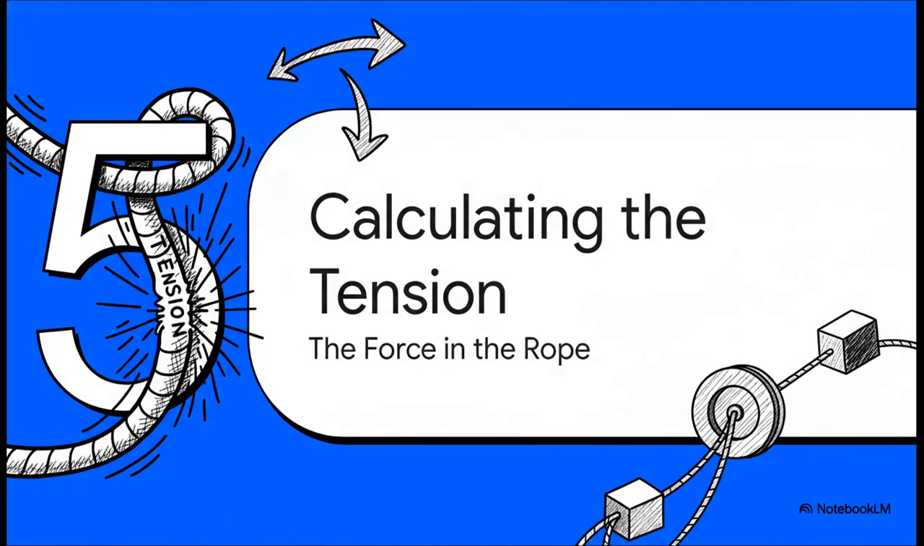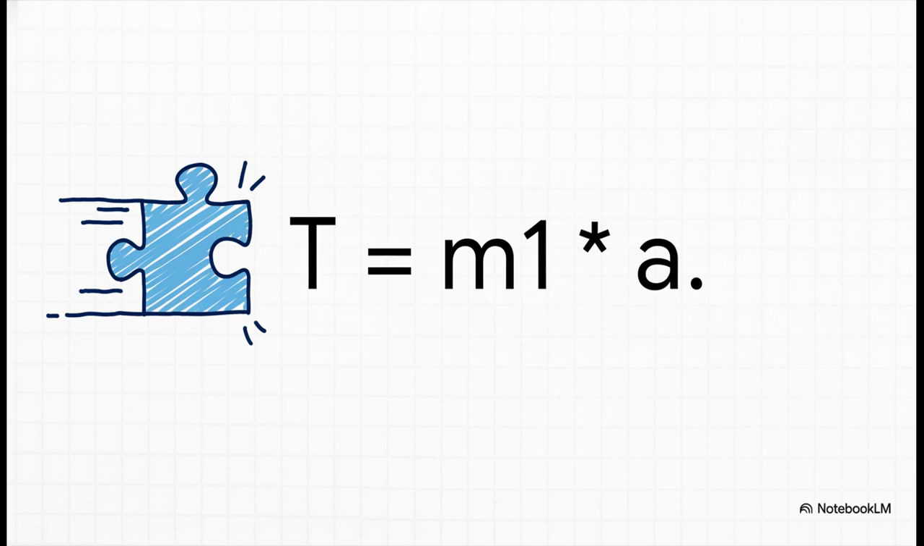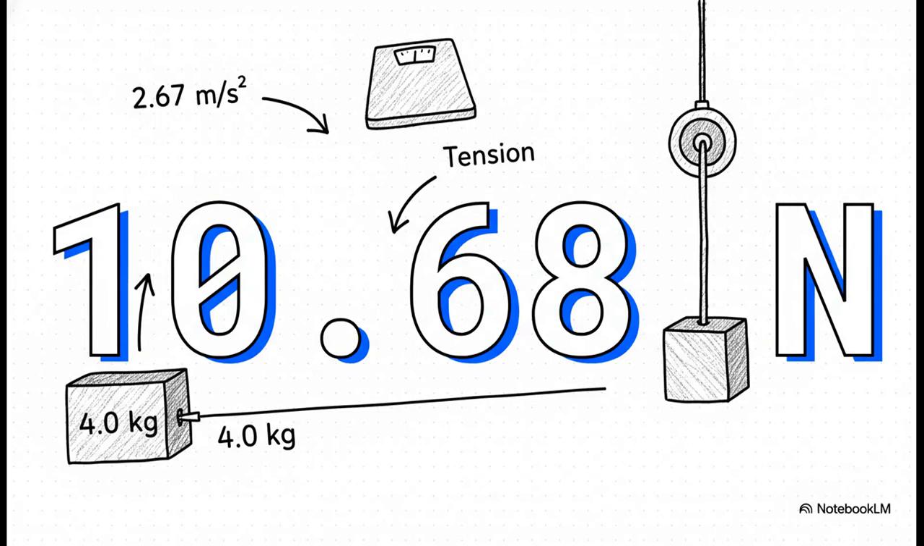Now that we know how fast the system is speeding up, finding that tension, the invisible force humming inside the rope, is going to be a piece of cake. Hey, remember that really simple equation we made for block 1? Tension equals mass 1 times acceleration? Well, the hard work is all done. We just have to plug in the acceleration we just found. So we take our mass of 4.0 kilograms, multiply it by our brand new acceleration of 2.67 meters per second squared, and voila! The tension in that rope is 10.68 newtons. The second part of our puzzle is officially solved.